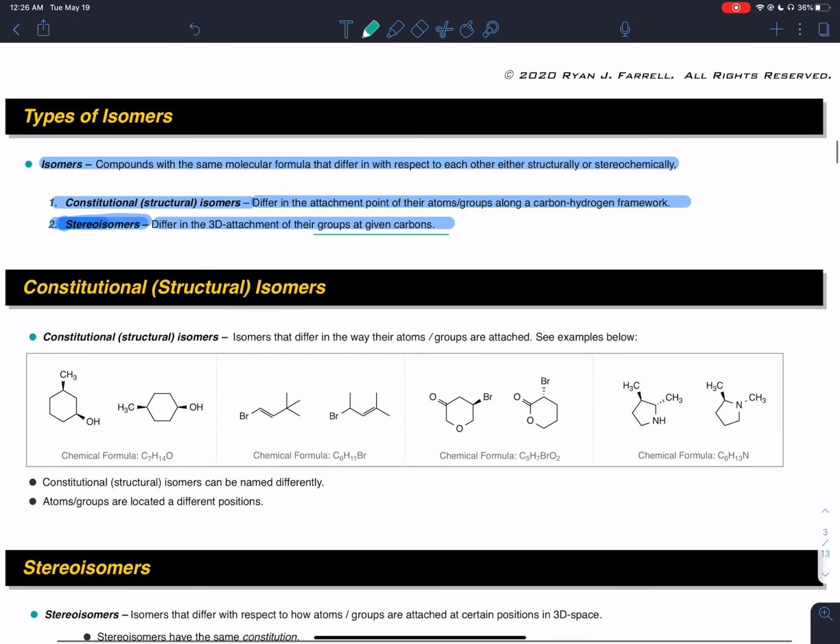But remember, isomers are compounds that have the same molecular formula, but they will differ either structurally or stereochemically. Cannot be both.